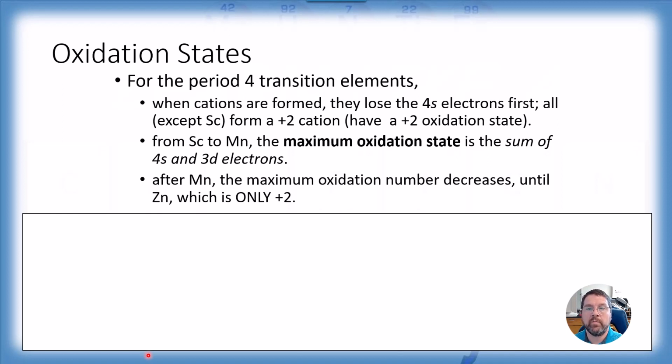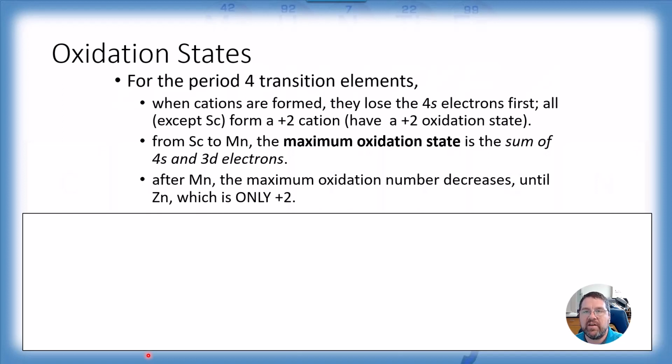Everything else is +2. Beyond that, if you want to know what the highest oxidation state can go, from scandium up to manganese, you can determine that maximum value by simply adding up how many s and d electrons you have. Which means if you go to manganese, manganese ends in d5. So if manganese lost its 2 4s electrons and all of its d electrons, in other words, you're completely stripping off those last 2 energy sublevels, then you could have up to a +7 charge.